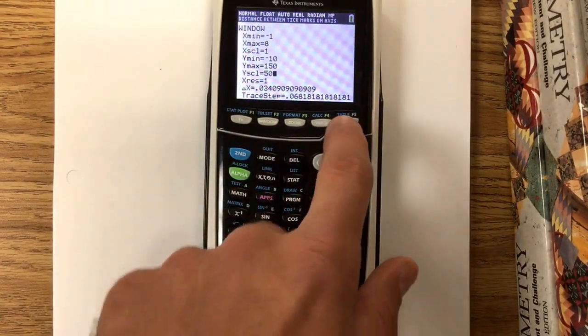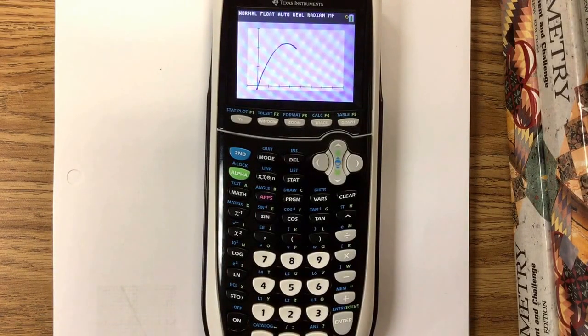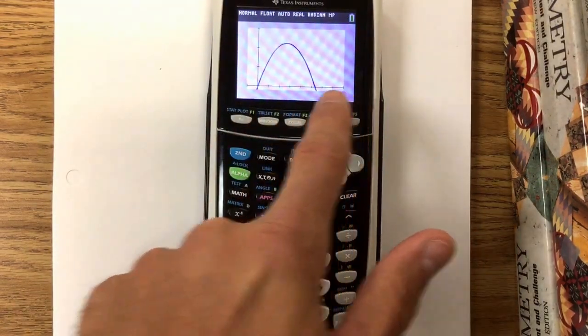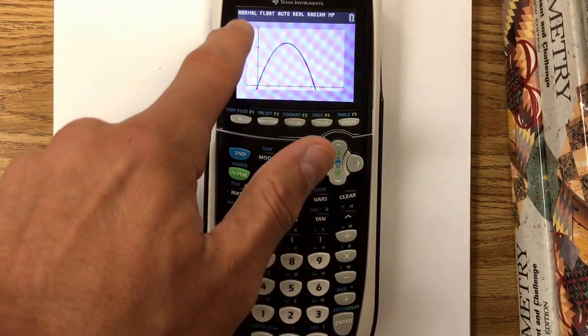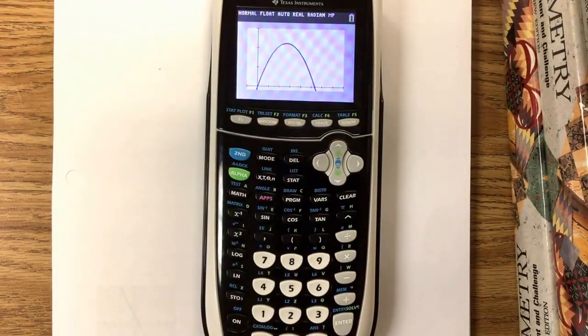Now I'm going to go back to my graph and see what it looks like. Now that is a much better picture. You can see that my x value goes from negative 1 to positive 8, and I'm going from negative 10 to 150, and each of these tick marks represents 50. So that's how you change your window.